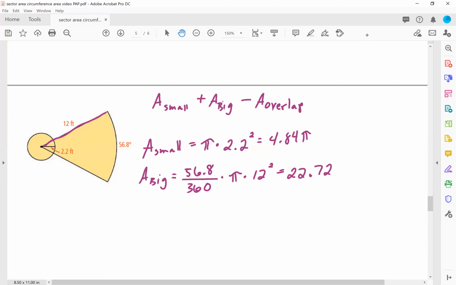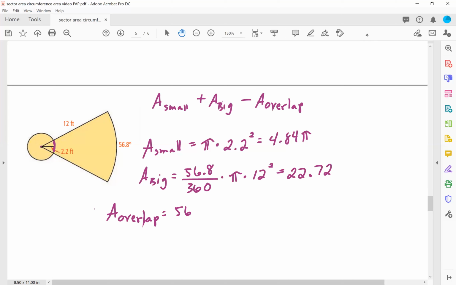And now we need to find the area of this small little sector, okay? With this here, the angle that's over here on this side is going to be the angle that's here as well. So we have 50, let me label here, area of the overlap.